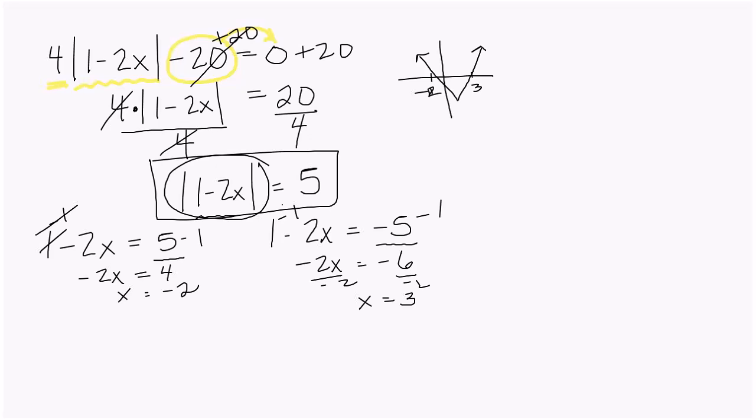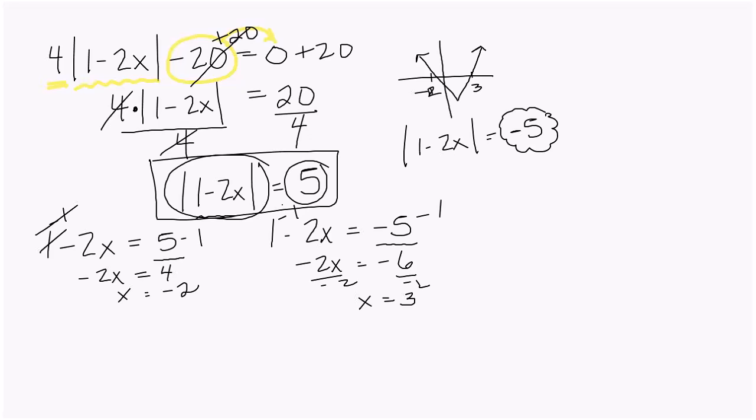That's your first goal, isolating your absolute value expression, and then setting it to the positive and negative of whatever this number is. Now, the only caveat is this: if you get something that looks like this before you even move on, remember that absolute values can never equal a negative number.